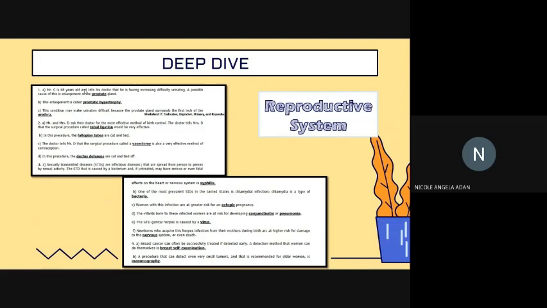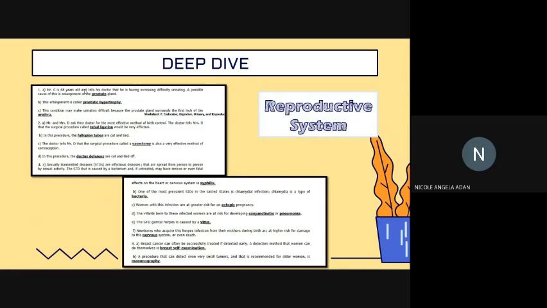Letter C. The condition may make urination difficult because the prostate gland surrounds the first inch of the urethra. For number 2, Mr. and Mrs. D ask their doctor for the most effective method of birth control. The doctor tells Mrs. D that the surgical procedure of tubal ligation would be very effective. In this procedure, the fallopian tubes are cut and tied.